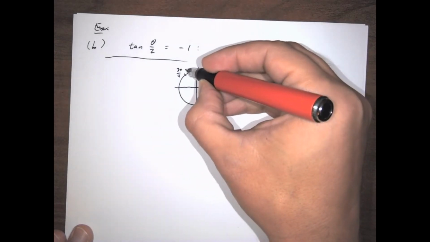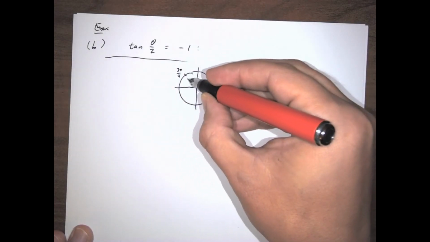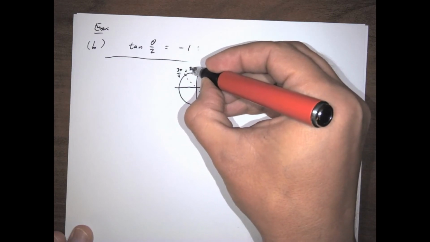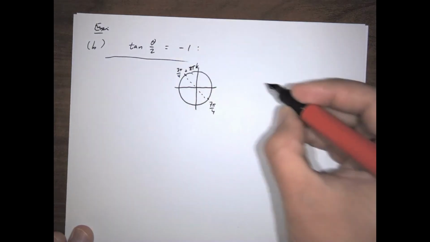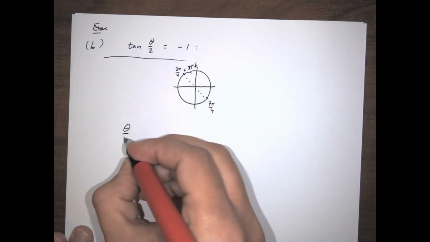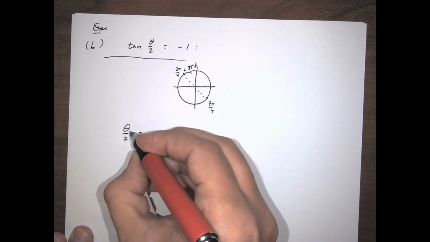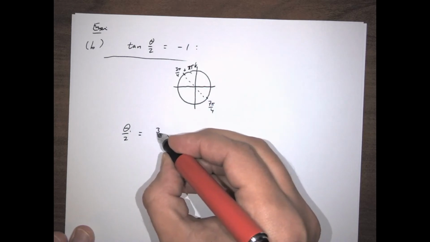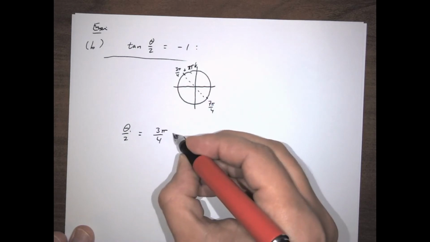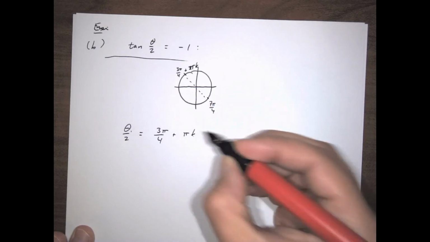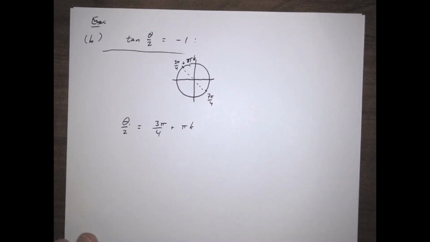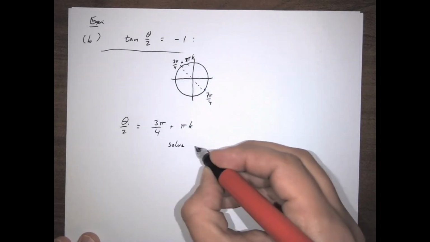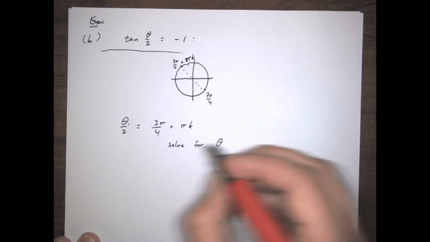And because this is a tangent, the answers here are separated by pi. So that means we can combine the two formulas. Oops, not have it 2 pi. We can just have pi k. So what that means is theta over 2, you can write it as theta 1 over 2 if you want, or you can just write theta over 2 is equal to 3 pi over 4 plus pi k. Now, here we can solve for the theta.